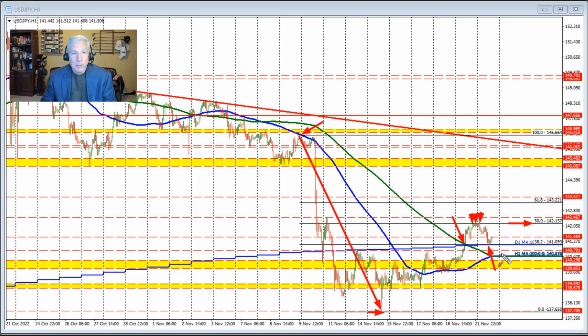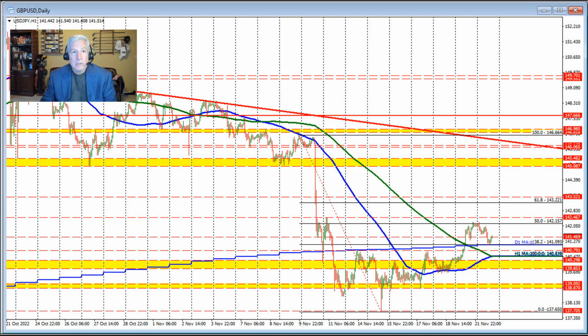On the downside, that would be another key level to get to and through if the sellers are to take more control in the dollar versus yen. But right now, the 100-day moving average is holding support, so the buyers are trying to keep support in that currency pair. Let's take a look at the sterling versus US dollar.